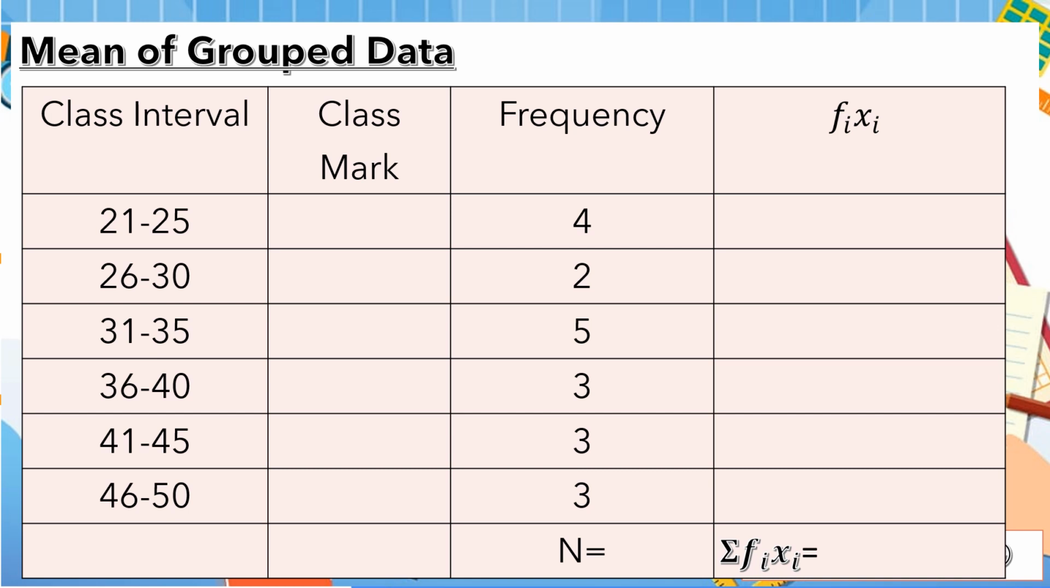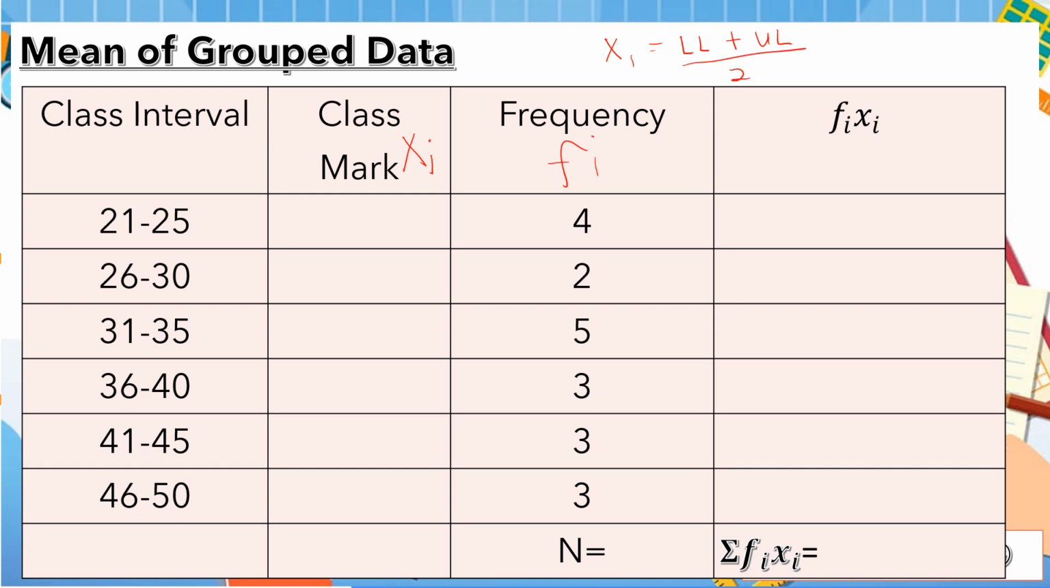So we have the first frequency distribution. We need to compute for the mean of the group data. As you can notice, class interval and frequency are given, so we need to supply the class mark. Class mark in symbol is x sub i, and the frequency is f sub i. For us to compute the class mark, the formula is lower limit plus the upper limit divided by 2.